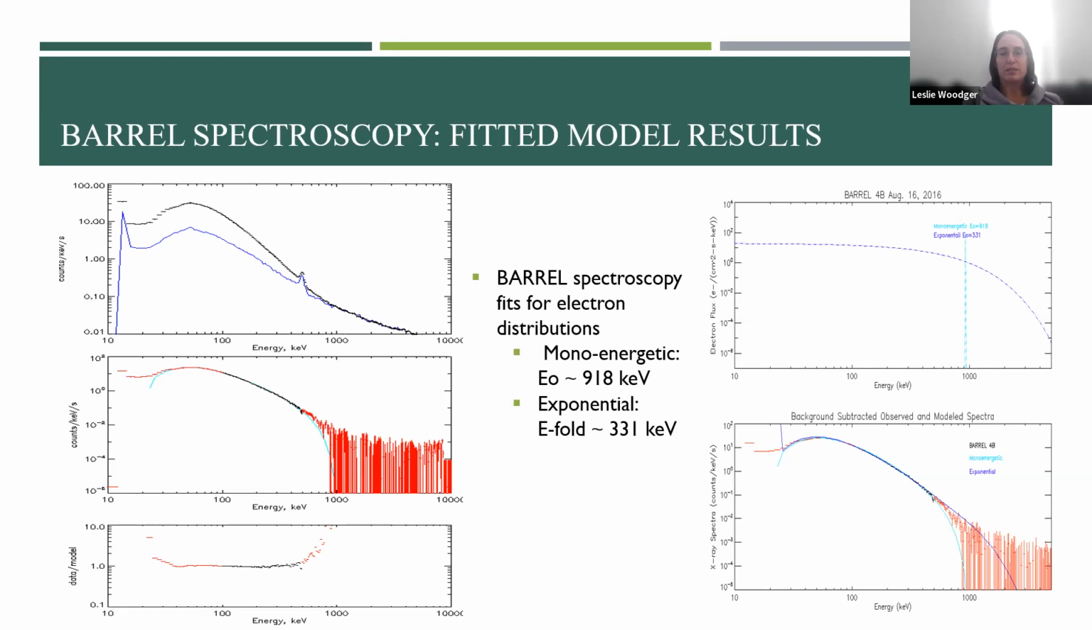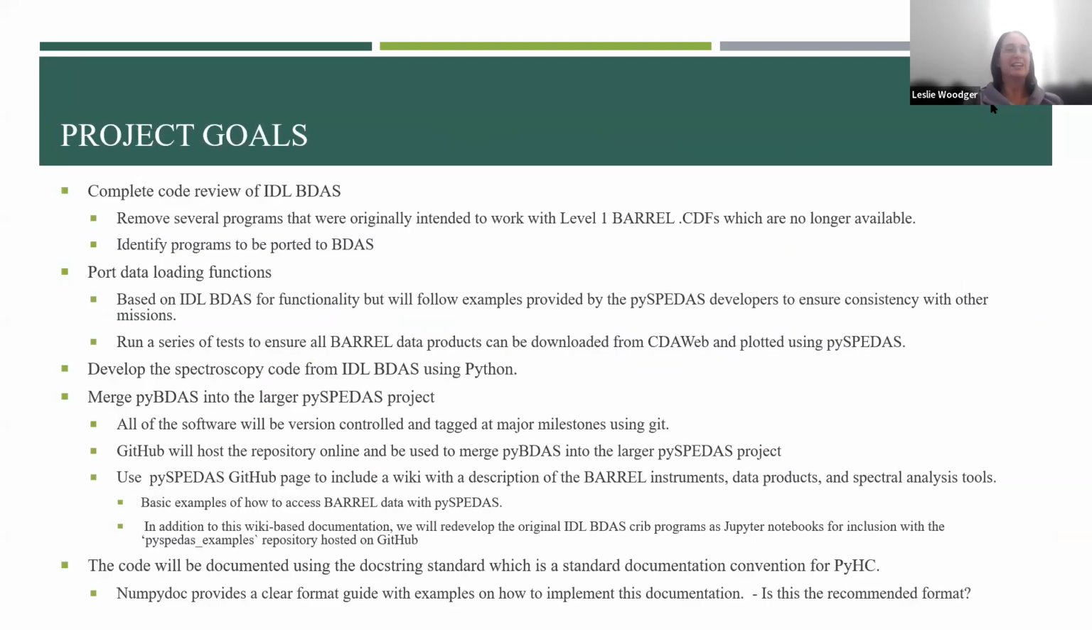And so you can compare them and decide which distribution you think matches best with the data in your observation. And those types of precipitating distributions give us an idea about what type of mechanism could be driving the precipitation. And I won't go into that with too much detail. And so project goals are to do a code review of the IDL BDAS version.